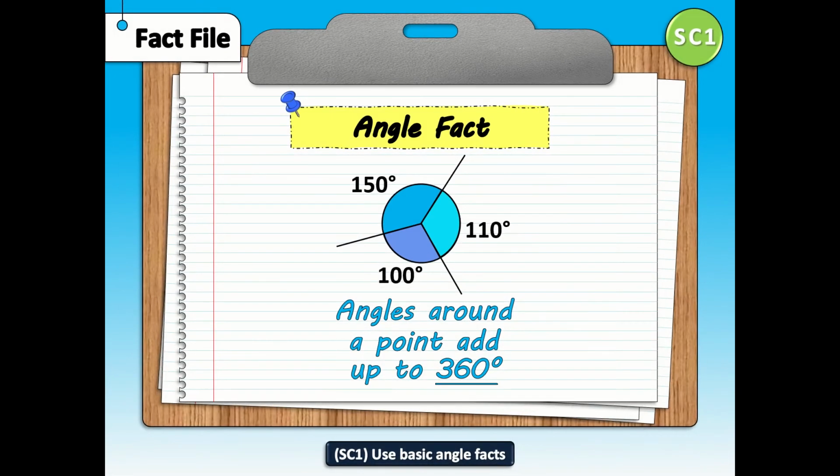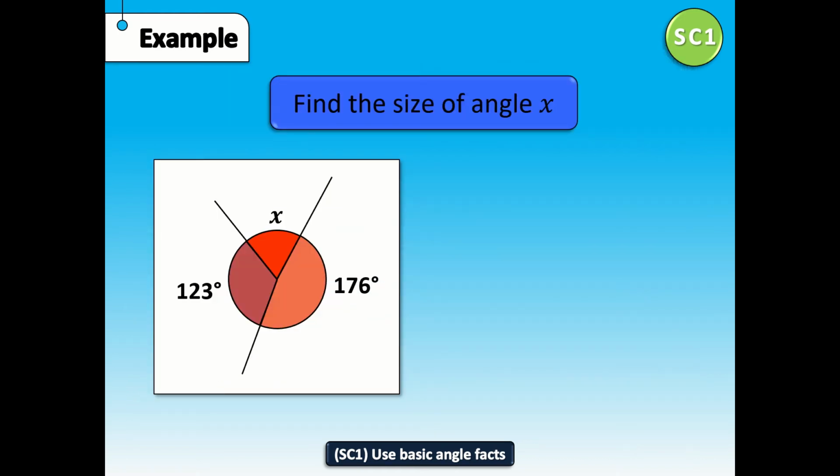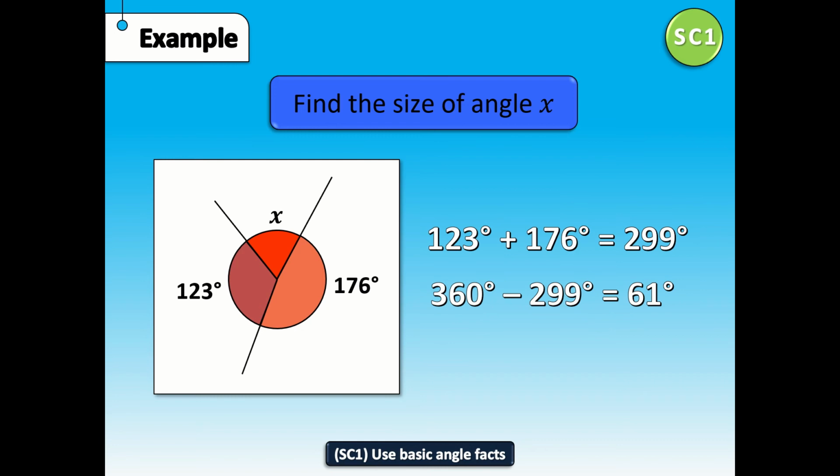The next angle fact is that angles around a point add up to 360 degrees. So if we want to find angle x, we add together 123 degrees and 176 degrees, so we get 299, and we take that away from 360. So the missing angle is 61 degrees.